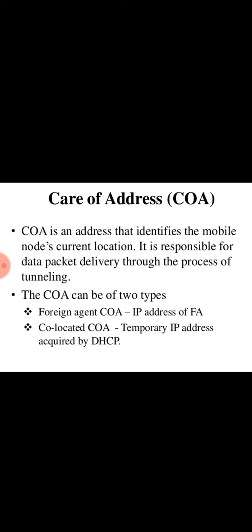All IP packets to the MN are delivered to the COA, not directly to the IP address of the MN. Packet delivery towards the MN is done using the tunnel, and to be more precise, the COA marks the tunnel endpoint. The COA can be of two types, foreign agent COA and co-located COA.